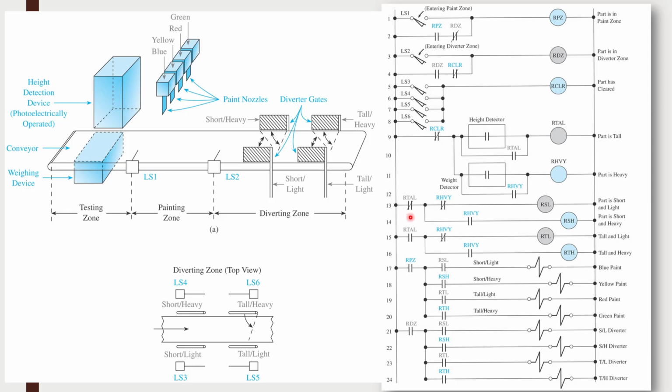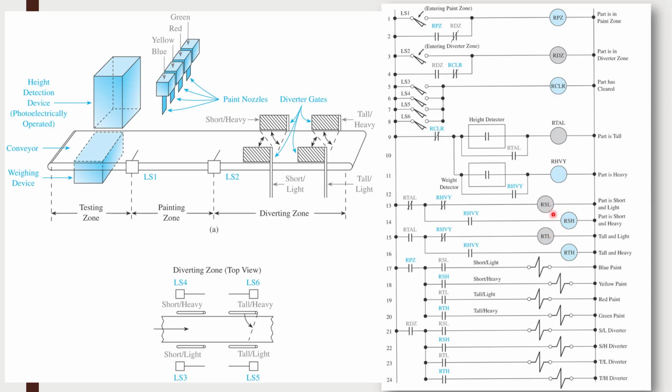Now, if it wasn't tall, in other words, if this didn't pick up, if it wasn't tall and it wasn't heavy, then guess what? It's short and light, and this picks up. If it wasn't tall, but it was heavy, well, it was short and heavy. If it was tall, but it wasn't heavy, it was tall and light. And if it was tall and it was heavy, it was tall and heavy. So these were made up by these, and by using logic, we were able to identify all the four possible situations, and there they are.